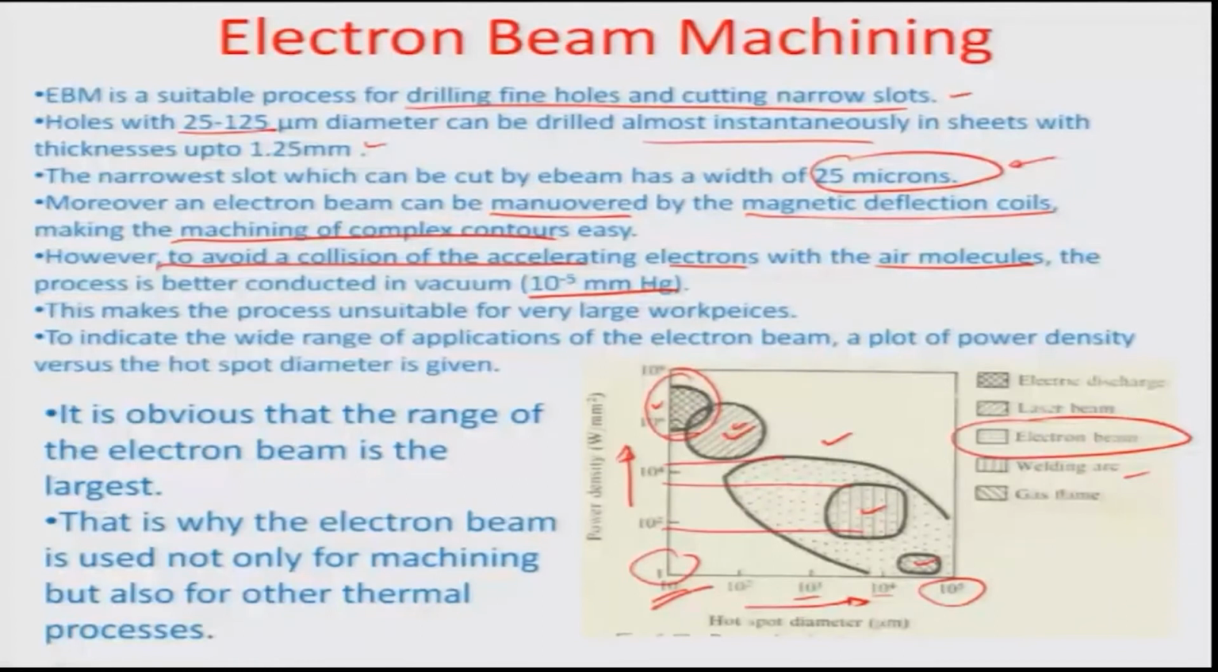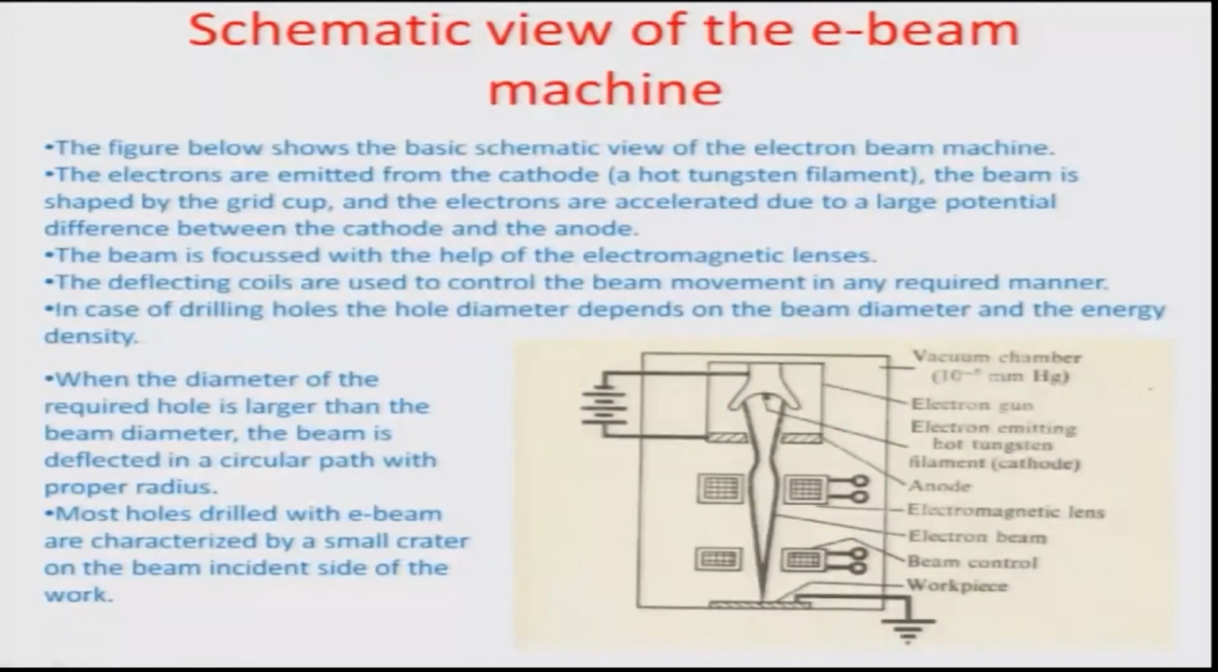To indicate the wide range of applications of e-beam, you can look at this power plot and decide for yourself that, compared to processes like electric discharge and laser beam machining, this is where we want to place the electron beam. In comparison to other thermal processes, it really has a very wide range of power density and hotspot diameters.